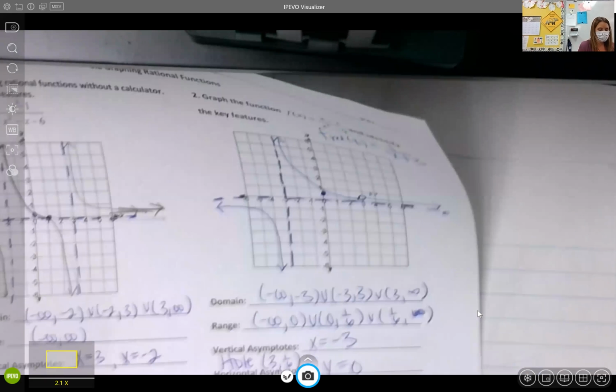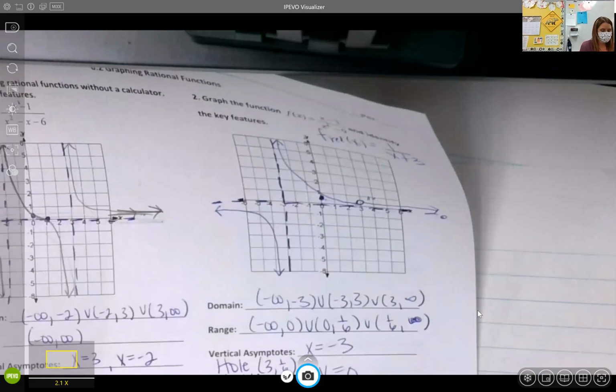This one is never increasing either, right? So decreasing is going to be everywhere there's a line, which is on the domain, right? So it decreases on the domain.